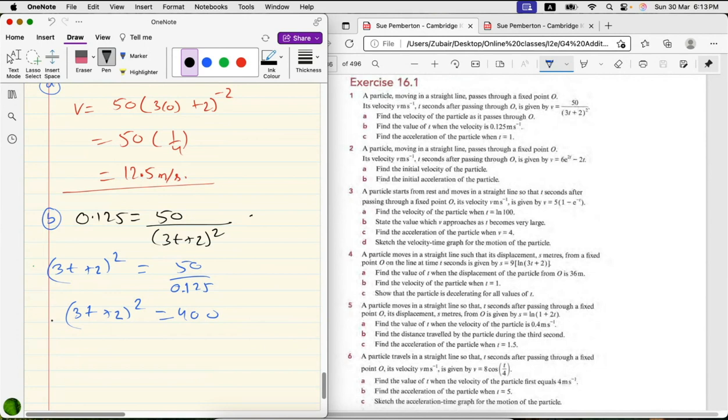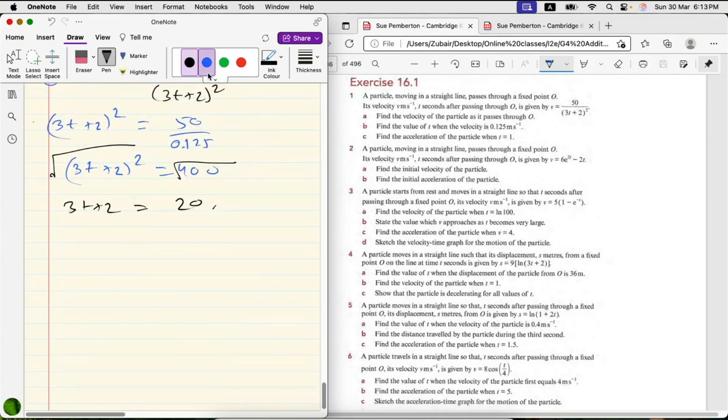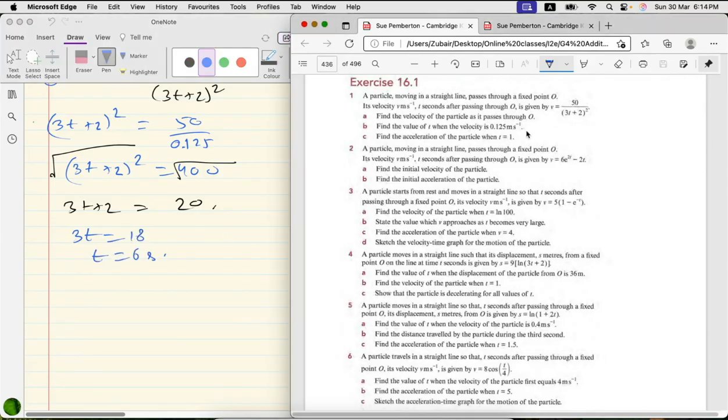Square root both sides. 3t plus 2 is equal to 20. We're not writing the negative number because time is not negative. 3t is equal to 18. t is equal to 6 seconds.